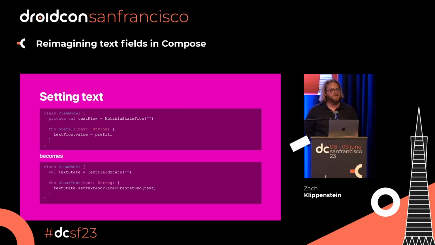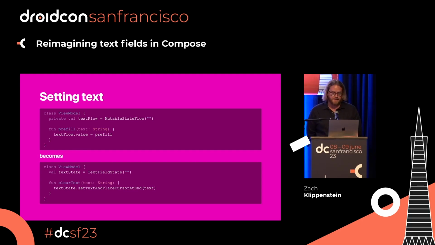So that's observing changes. What if you want to set the value of the field programmatically? In the old world, you could just set the value. You're passing that in to the composable, so you can pass in whatever you want and change it however you want. In this case, we have a little prefill method on the view model that just sets the value of the flow. And in the new world, text state has a couple of setters on it. Set text and place cursor at end is verbose, but when you set the text, we want to also say where the cursor is going to end up after you set it. So there's also a set text and select all.